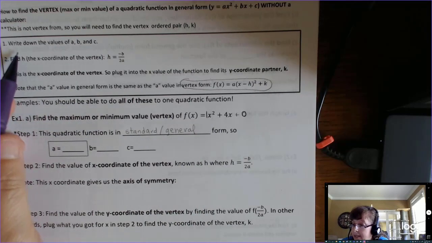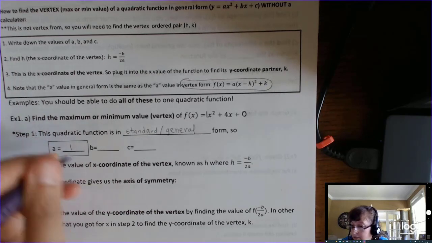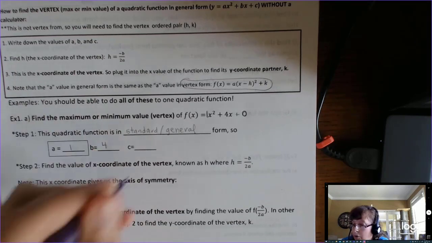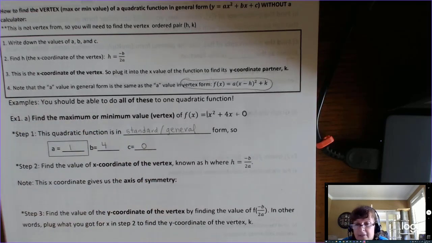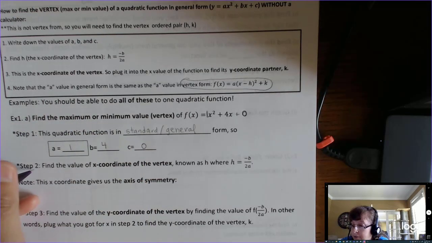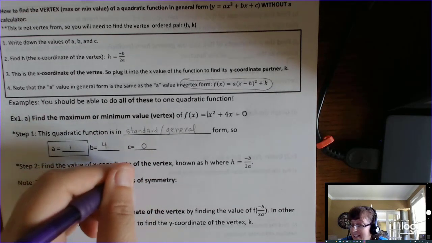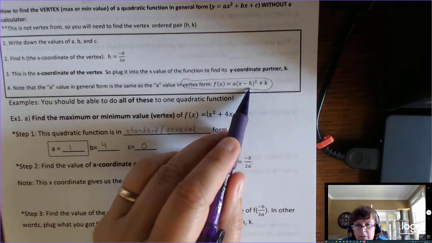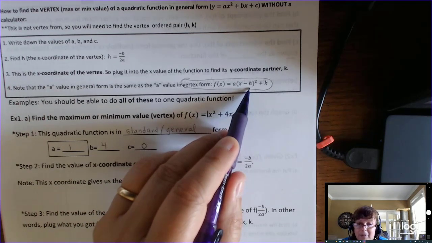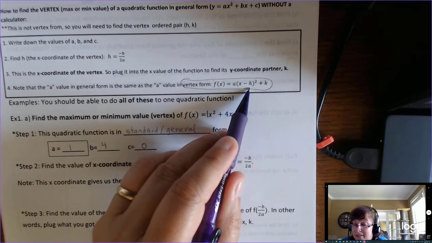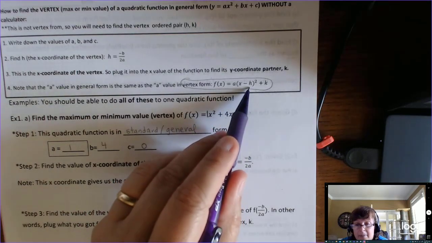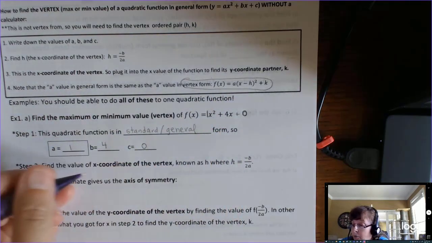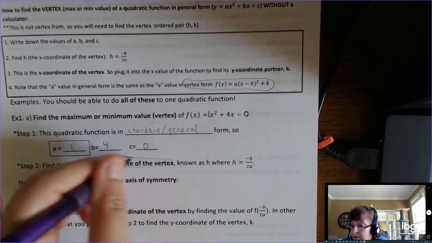Step 1, write down the values of a, b, and c. So 1 is a, and 4 is b, and c is 0. Step 2, find the x-coordinate of the vertex. It's known as h in this formula, but don't fall in love with h. I've had people fall in love with h and I can't get them out of love with it, and it messes them up. h is just the name in this formula. What we're doing is finding the x-coordinate of the vertex.